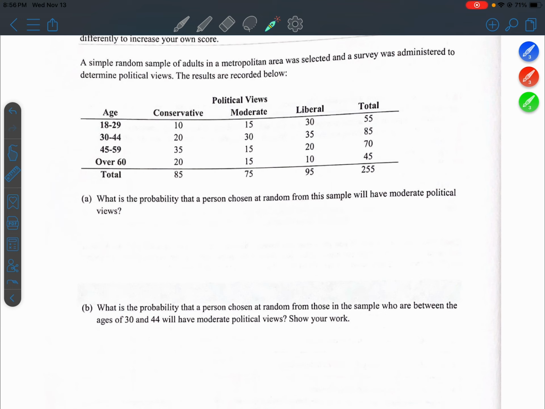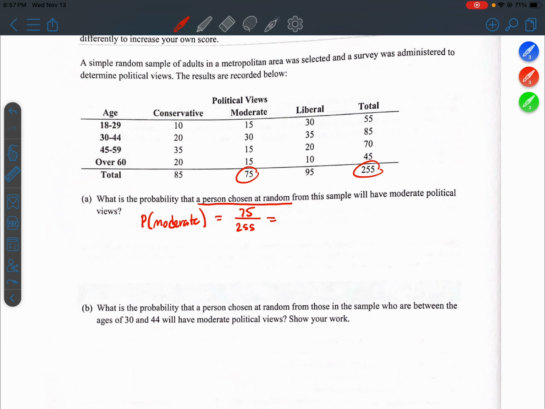All right, part A. What is the probability that a person chosen at random from this sample will have moderate political views? So we can write probability of moderate views. We're going to represent this as a fraction, a decimal, and a percent. It did say a person chosen at random, so no condition there. It could be any of the 255 people. Of the 255 people, 75 total have moderate views.